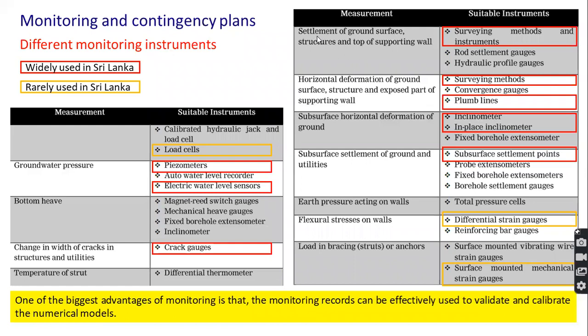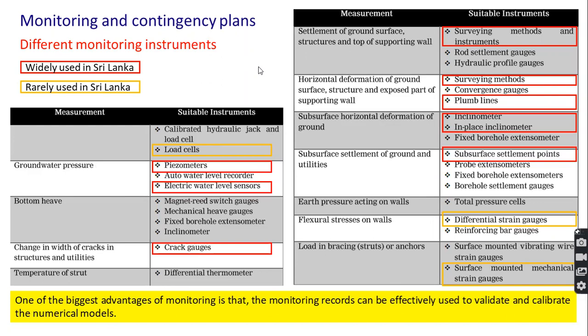If I explain a few of them, for settlement of the ground surface and deformation of the wall, surveying methods are widely used. Then plumb lines are installed along the wall to measure any inclination of the wall, and inclinometers are widely used in deep excavations in Sri Lanka. Then subsurface settlement points are sometimes used. Piezometers and probes are used for pore water pressure measurement and water level measurements in the observation wells.